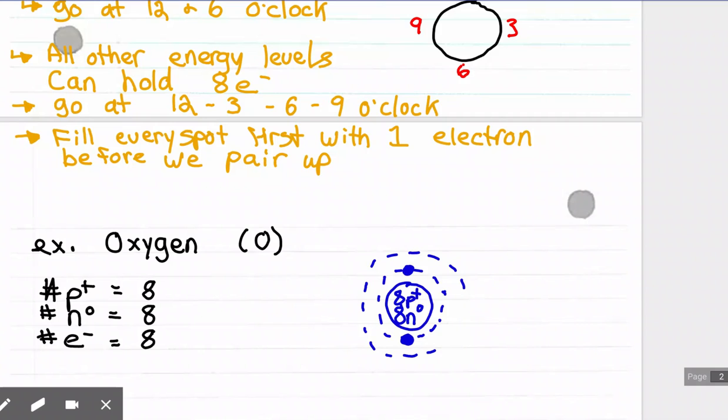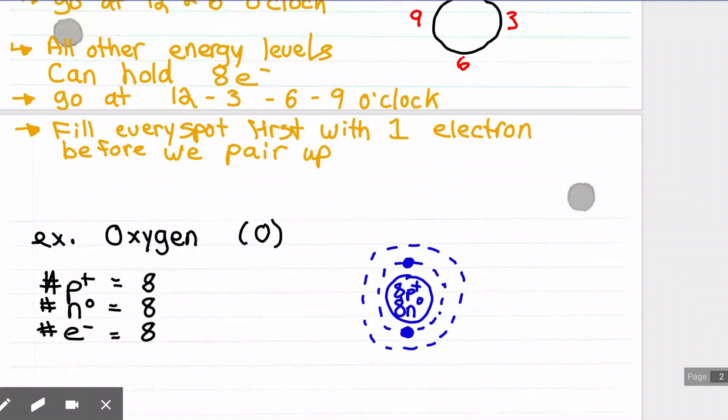Remember, we only add this orbit or this energy level when we have electrons to put in it. So I have 6 more electrons that I have to place. This can hold 8. So I know that all my electrons are going to go in here. They go at 12, 3, 6, and 9 o'clock. But then I also told you that we fill every spot first with 1 electron before we pair it up. So when we go to fill, we're going to go 12, 3, 6, and 9. But now I have 6 of my electrons in my picture, but I need to put 2 more. So now that every spot at 12, 3, 6, and 9 has an electron, that's when I pair it up. So now I'm going to put a pair here for my 7th electron and one here for my 8th electron.